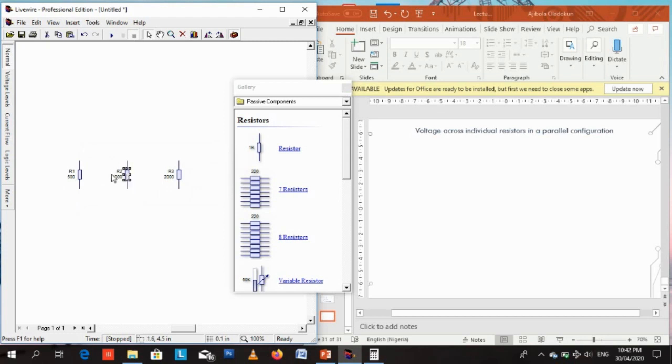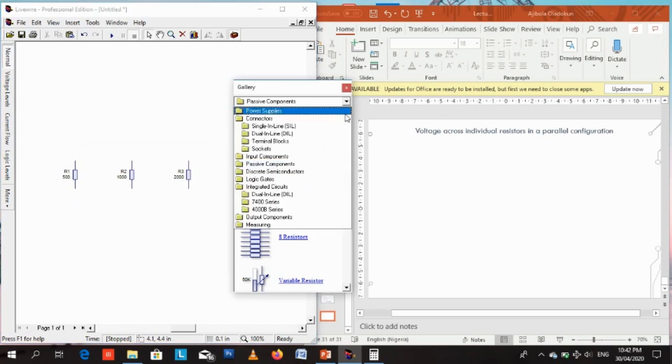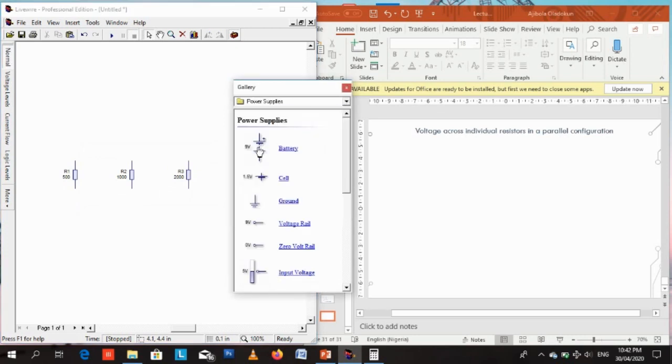We're connecting them in parallel. We want to determine how to find the voltage across each individual resistor. So let's get our power supply, battery as usual. Connect our battery on one end. So we're going to connect the battery across all 3 resistors in parallel. Then we're going to try and determine what the voltages will be across each individual resistor.